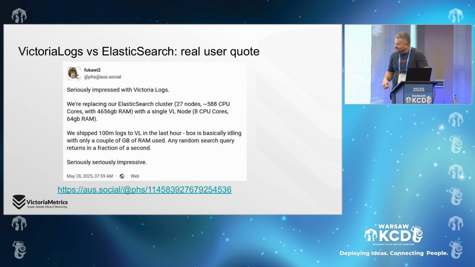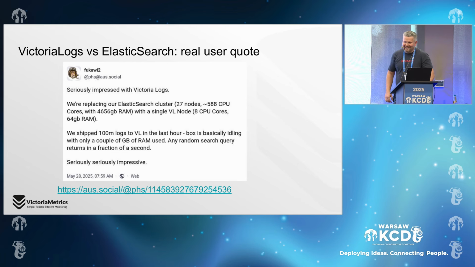The first quote is from a user who was running Elasticsearch before that, and after that the user tried VictoriaLogs. And you can read that Elasticsearch required 27 nodes with around 600 CPU cores and around 4.6 terabytes of memory. And this Elasticsearch cluster has been replaced by a single node VictoriaLogs instance, which runs on 8 CPU cores and 64 gigabytes of memory.